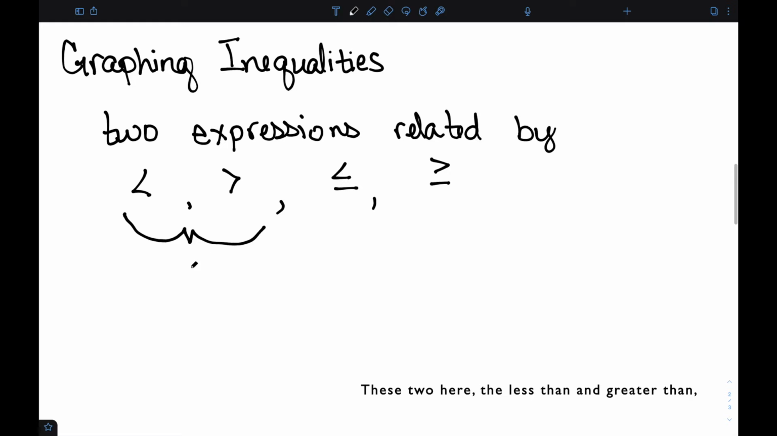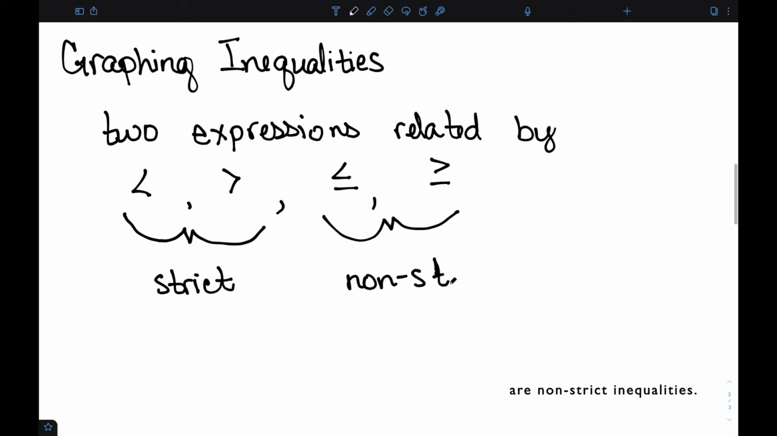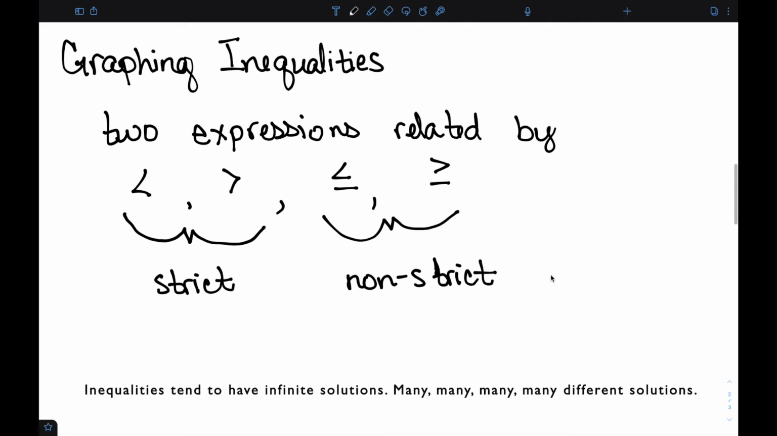These two here, the less than and the greater than, are known as strict inequalities, whereas less than or equal to or greater than or equal to are non-strict inequalities. Inequalities tend to have infinitely many solutions, many different solutions. So as a result, a lot of times we graph solutions to inequalities.